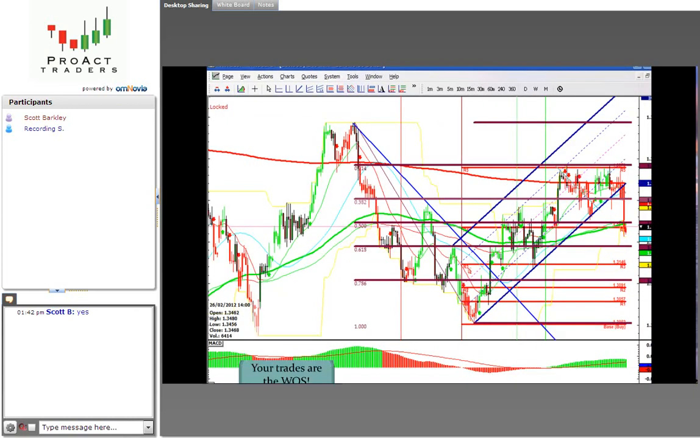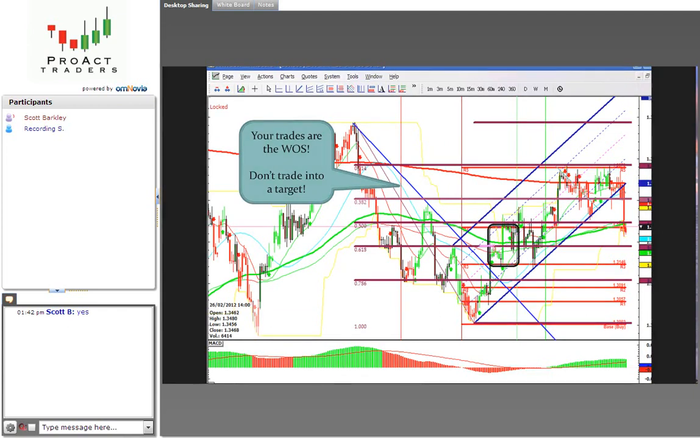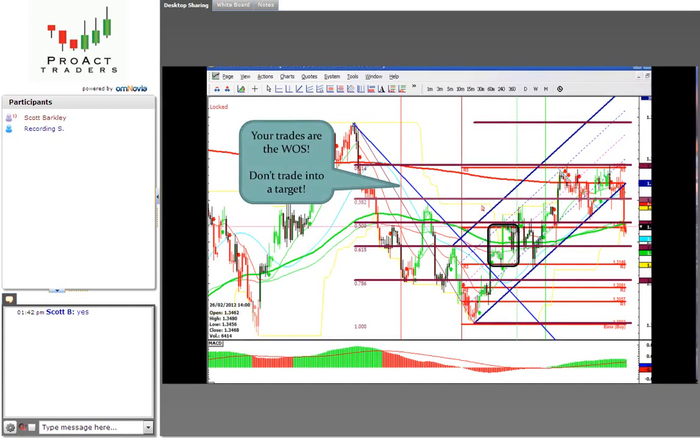So let's take a look and see how the market moved. The trade is the wide open spaces, so that you don't trade into a target. Notice right here, they pull up to this target, they take out the 618, pull back. The 618 is gone. Where's the next target? Right here. What did they do? They took the trade. See? Because all the big boys know where they're going. Retail traders haven't got a clue, and that's why they continuously blow out.